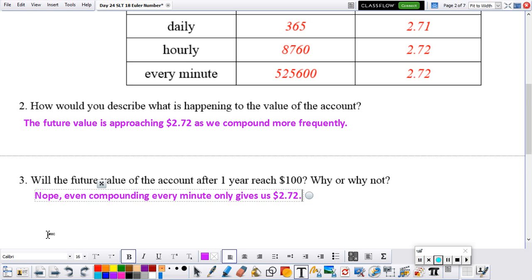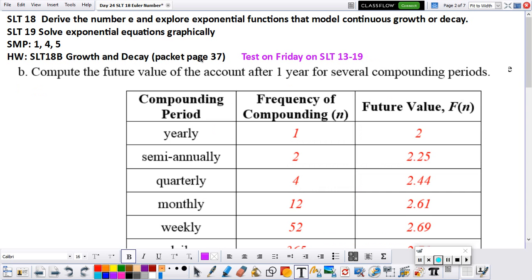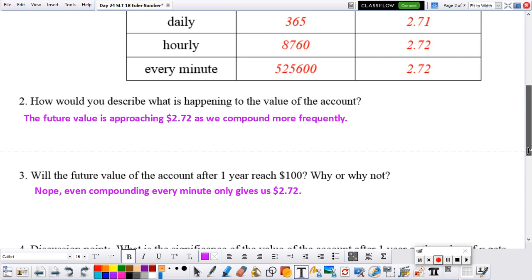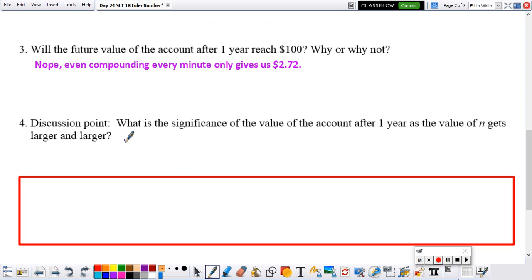Excellent. So everyone go ahead and turn the page. So now we are actually going to, ooh, whoops, page up. Scratch that, don't turn the page. Oh, we missed something. I thought we had. So what is the significance of the value of the account after 1 year as n gets larger and larger? Well, the significance is, if I take that formula, and just as a reminder, that formula is the amount equals 1 times 1 plus 1 over n to the 1 times n.